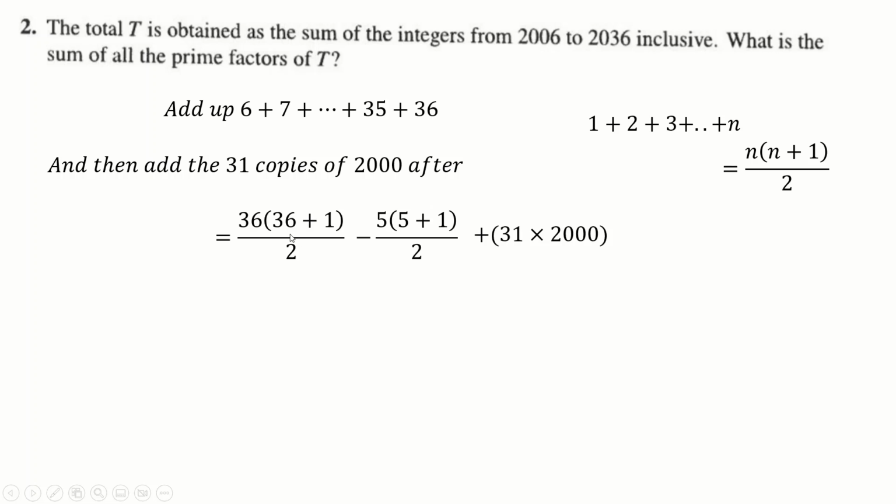And then I can, I guess, add in the 31 copies of 2000 as well. Now there are 31 copies, just be careful, there aren't 36 copies here. Sorry, or 30 copies is maybe something that a lot of people would say. There are 31 copies because the 2006 is almost like starting at 0, and then you have 1 to get to 2007, and then it's 30 from there.